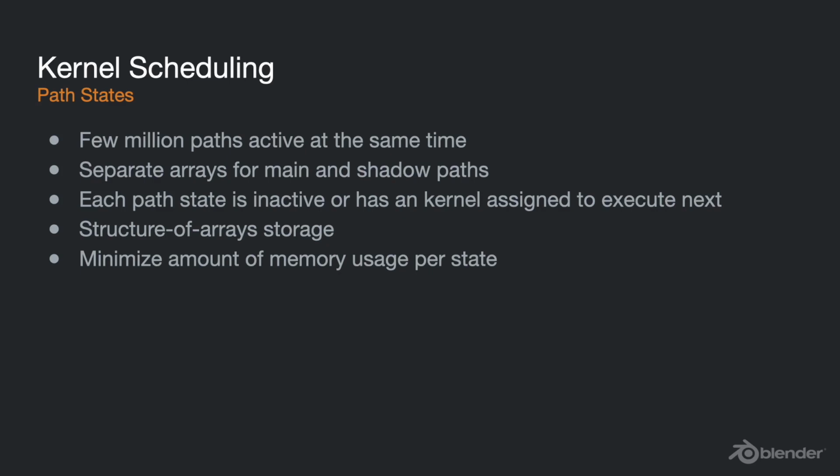All this data is stored in structures of array storage for efficient memory access. We also have to ensure that this doesn't take up too much memory. If you have a few million paths, it really adds up very quickly. So we do various optimizations to find the smallest data type, to leave out some data if a certain feature is not enabled or used. And overall, that really helps to reduce memory usage.